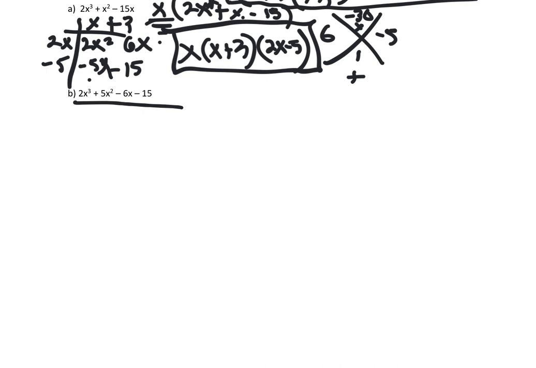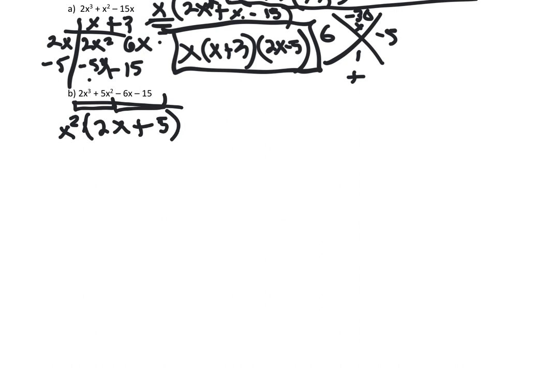So what we do now is we factor by grouping. And so we look at the first 2, and we look at the last 2. So 2x cubed and 5x squared have a common factor, which is x squared. So we factor that out, and what's left inside the parentheses here is 2x plus 5.